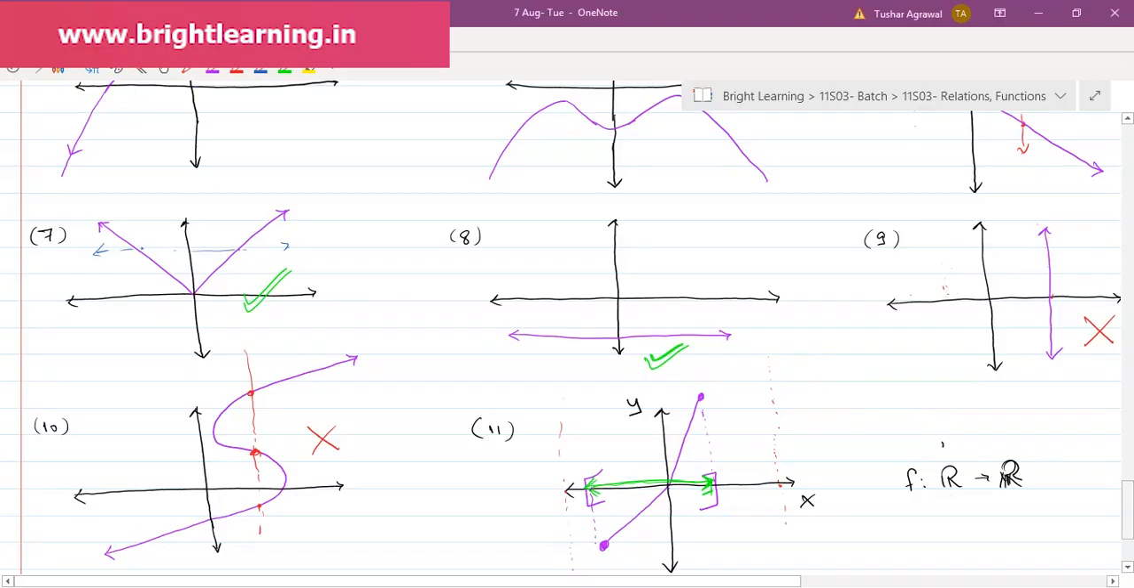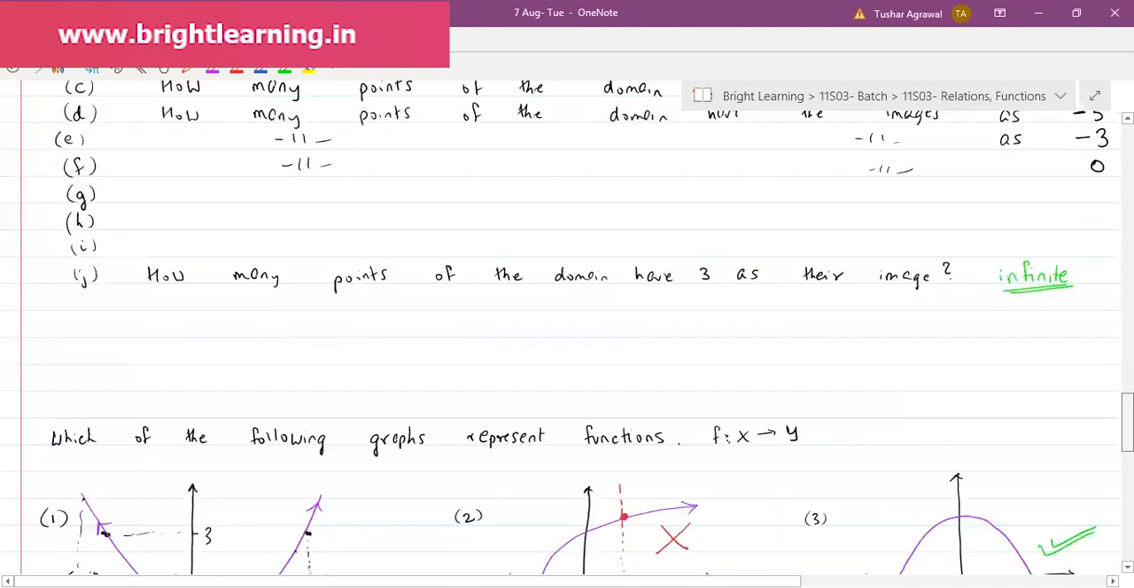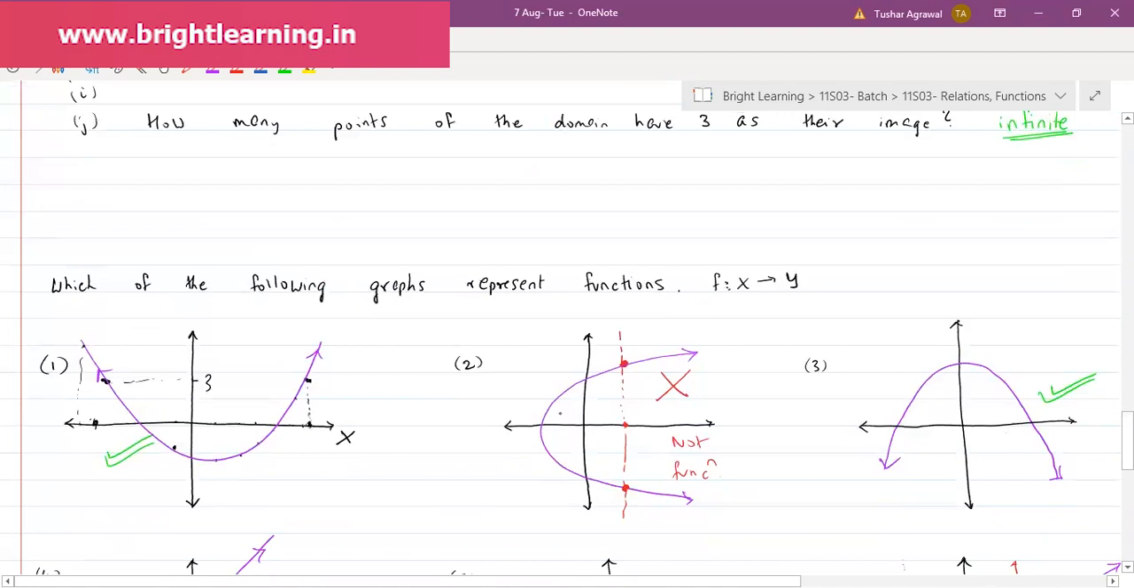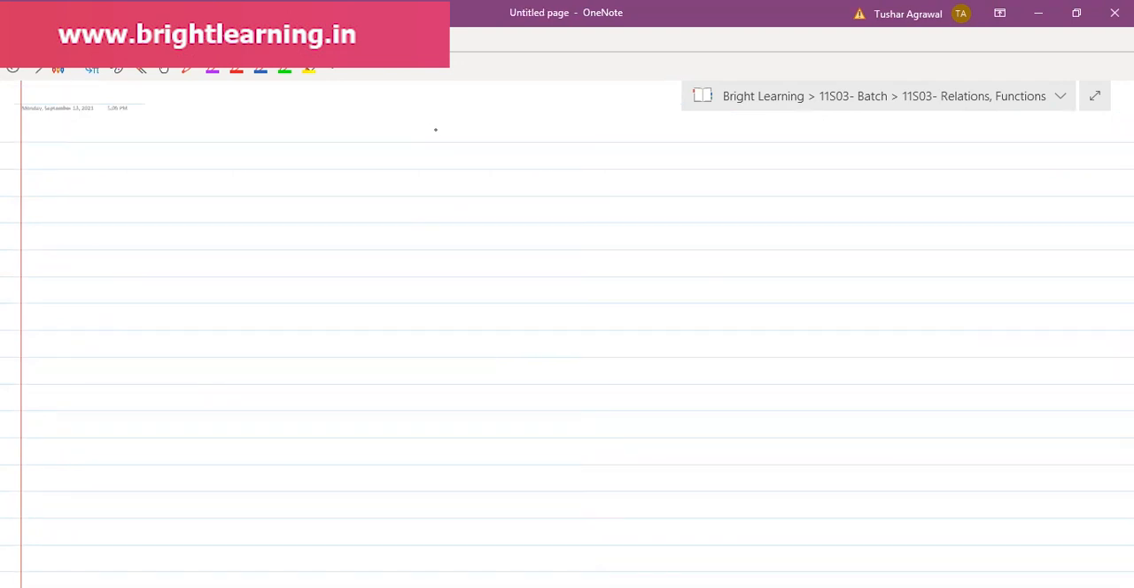So this was the part that we're doing in functions, how a graph of a function looks like. Okay, and we saw the property that a vertical line should not intersect the graph in more than one point. Vertical line intersects in 2 points means that particular x has two images, which does not make it a function.